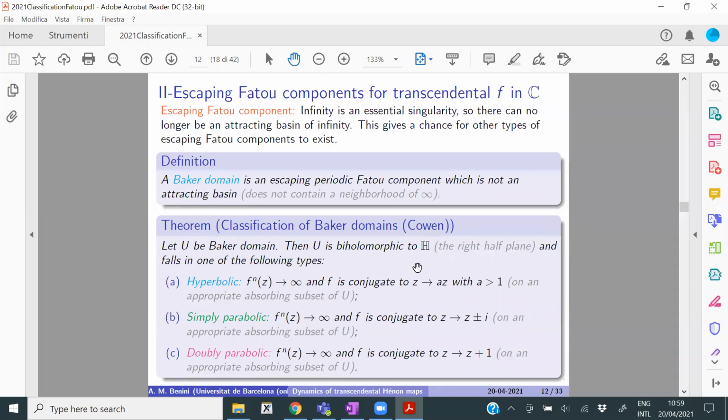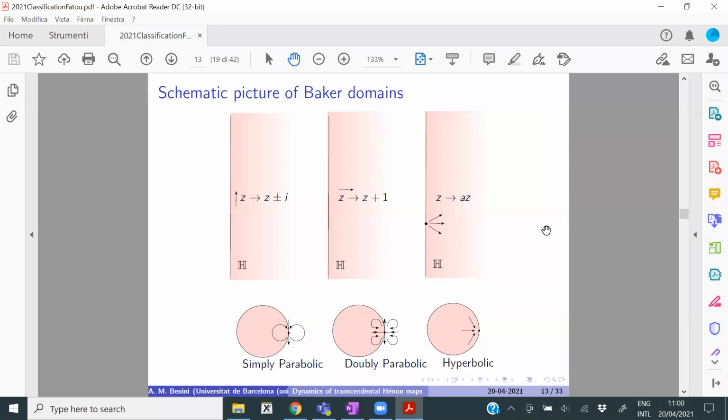Either multiplication by a factor with modulus bigger than 1, which you can turn into a real number, or you're conjugated to a translation along the boundary. I'm going to show you a picture in a second, or you are conjugate to a translation transversal to the boundary. Let me show you a picture and then let me make a disclaimer.